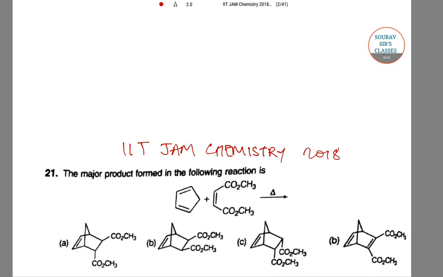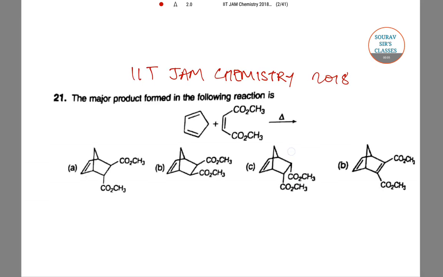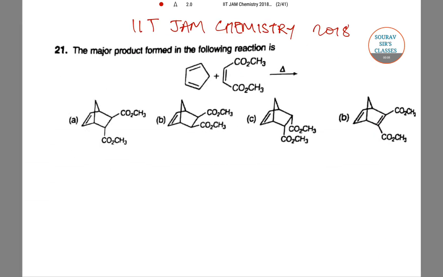Today we will be solving some IIT JAM Chemistry questions from this year, that is 2018. We have question number 21 in hand. The major product formed in the following reaction is, and we have two compounds given to us, and we have to heat them in order to get our answer. And we have to choose from these four options.